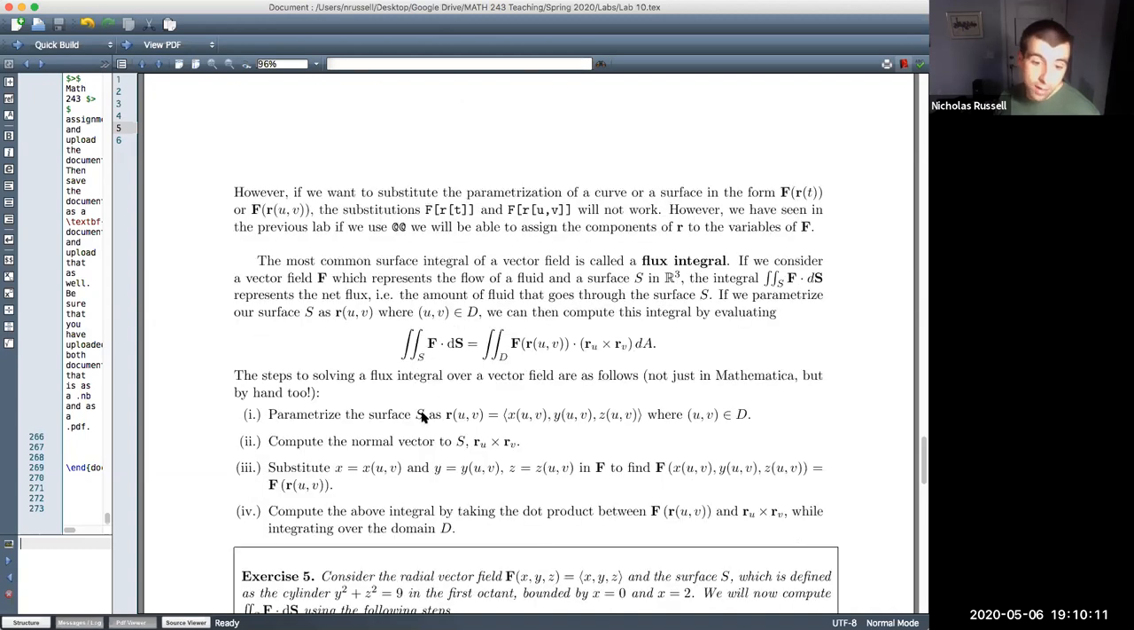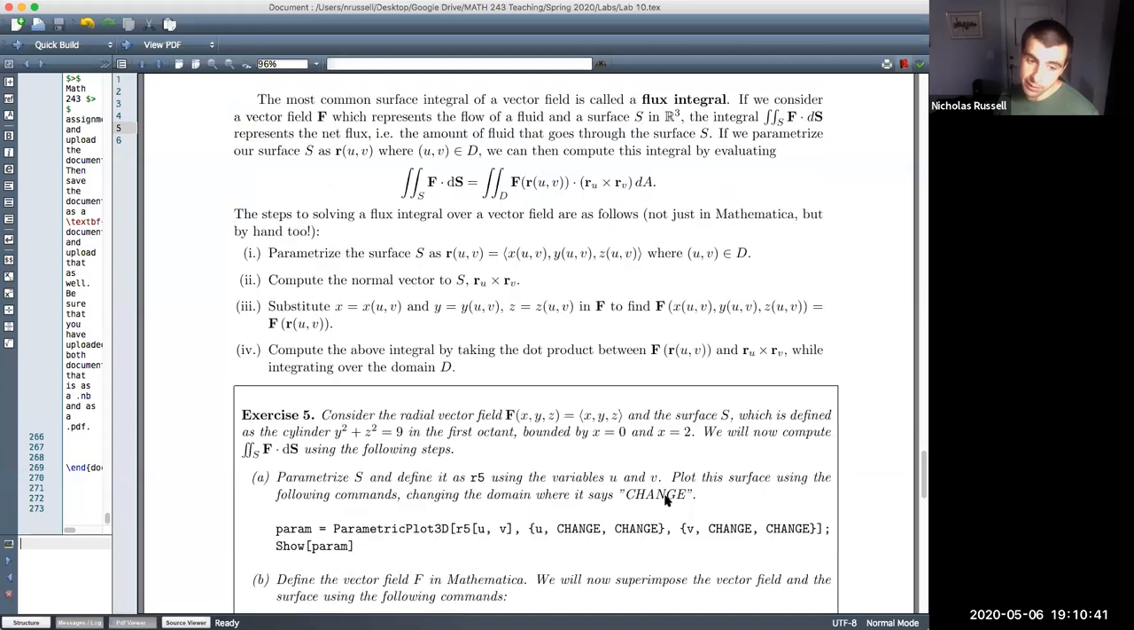So the process is as follows. We parameterize our surface, figure out our domain. We calculate the normal vector, RU cross RV. We then substitute an F of R of UV, which we can do with the at symbol. Remember last time, we can't do F of R of T. We're just doing F of R of U of V here. And lastly, we're going to compute this integral by taking the dot product of my F at RUV and dotting with the normal vector specifically.